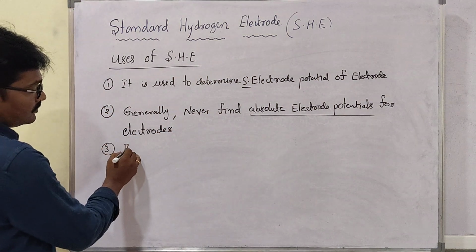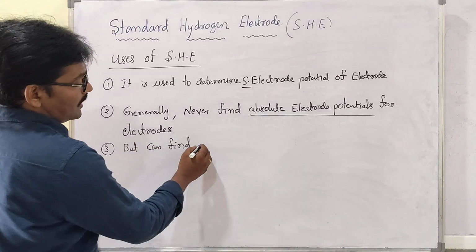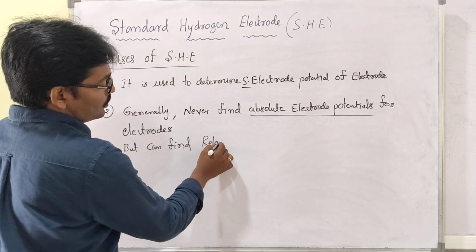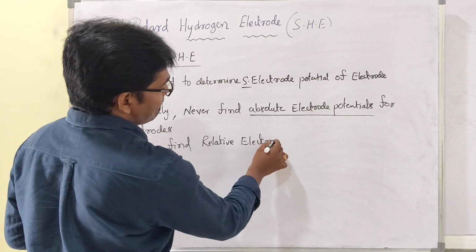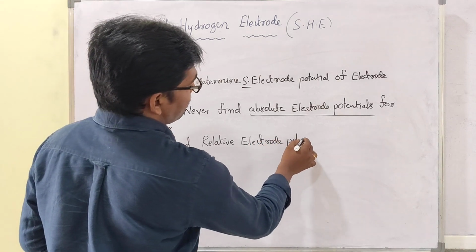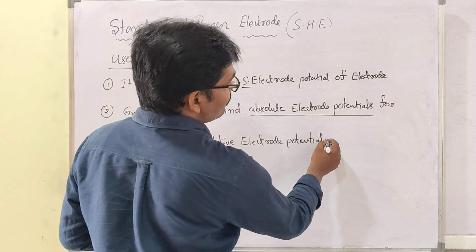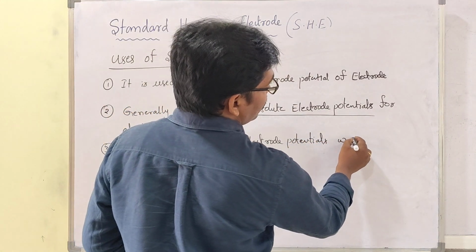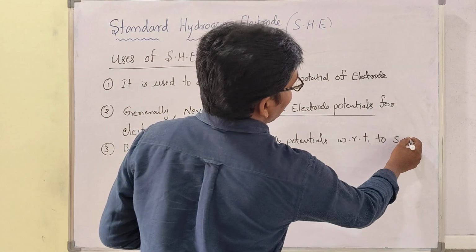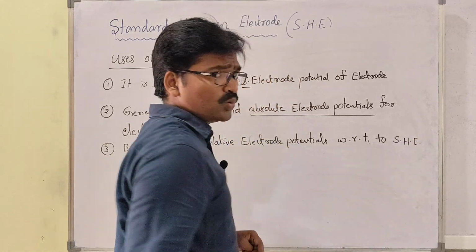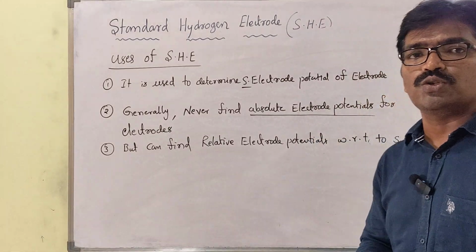But we can find relative electrode potential values. Relative electrode potentials with respect to SHE. SHE ని బేస్ చేసుకొని రిలేటివ్ రిడక్షన్ పొటెన్షియల్ వాల్యూస్ ని మనం ఫైండ్ అవుట్ చేయొచ్చు.